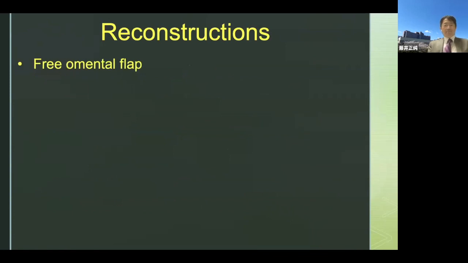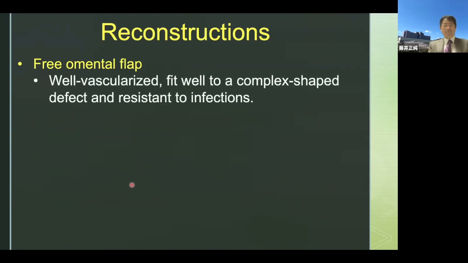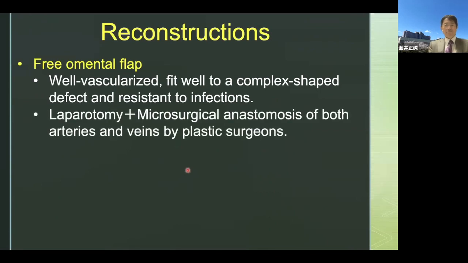And I think the next member is a free omental flap. This is also well vascularized and, importantly, fits well to a complex shaped defect and is resistant to infections. I think it's a very useful free flap, but you need a laparotomy and also microsurgical anastomosis of both arteries and veins by plastic surgeons.